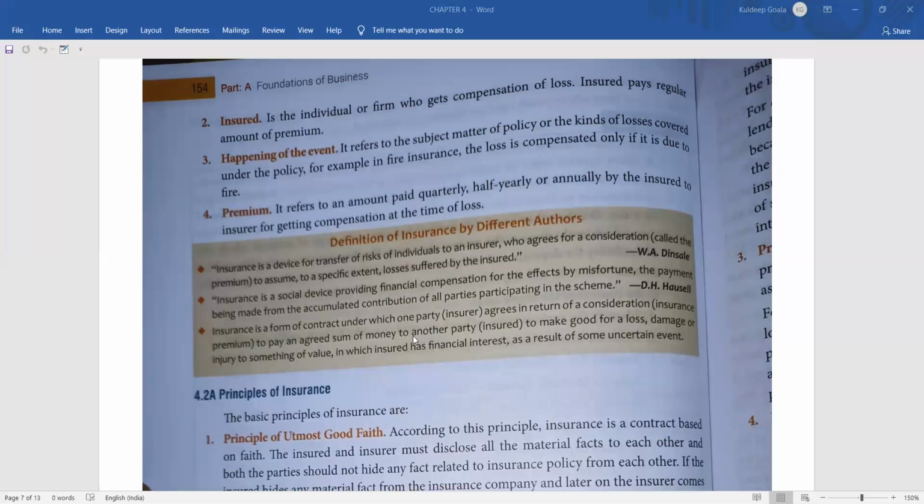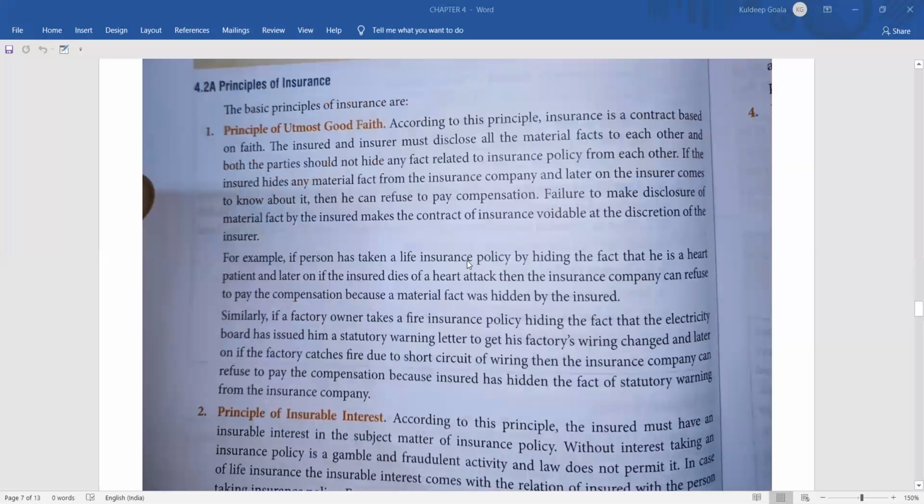And coming to the next one, a very, very important thing: principles of insurance. What are the principles that are followed for insurance? Principles of insurance include: the first thing, principle of utmost good faith. What is the meaning of that? Utmost good faith means while taking up the insurance, you should be very, very honest. You should provide all the information that is needed to be disclosed for doing the insurance.